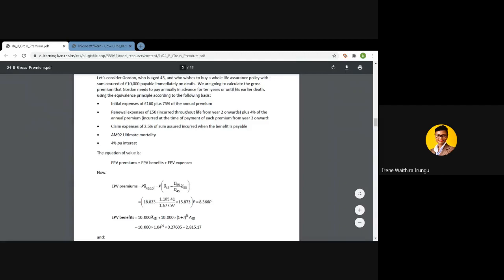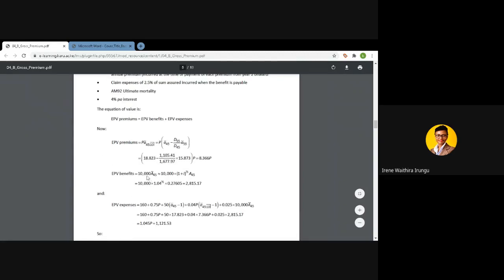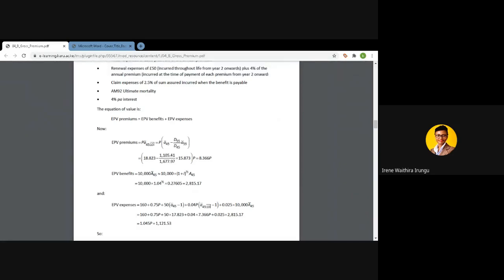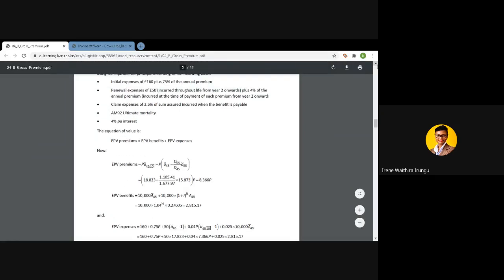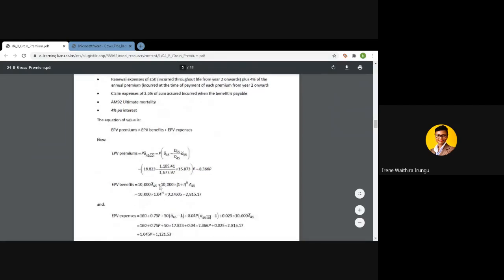So for this question, the EPV of the benefits simply becomes the sum assured. So we'll have it as the sum assured, which is 10,000 times A bar 45. We're having it as A bar because this contract pays the sum assured immediately on death, and that's why we have the bar. And then we have our age x here, which is age 45.